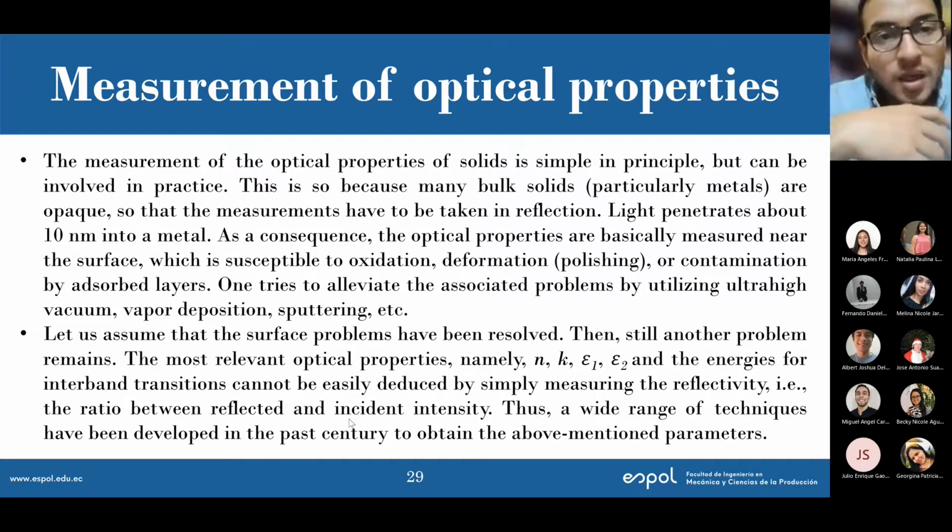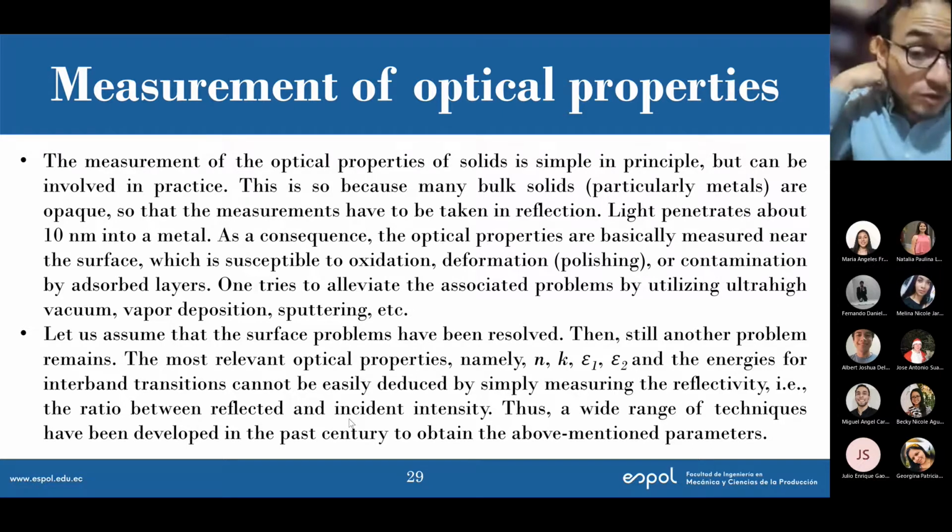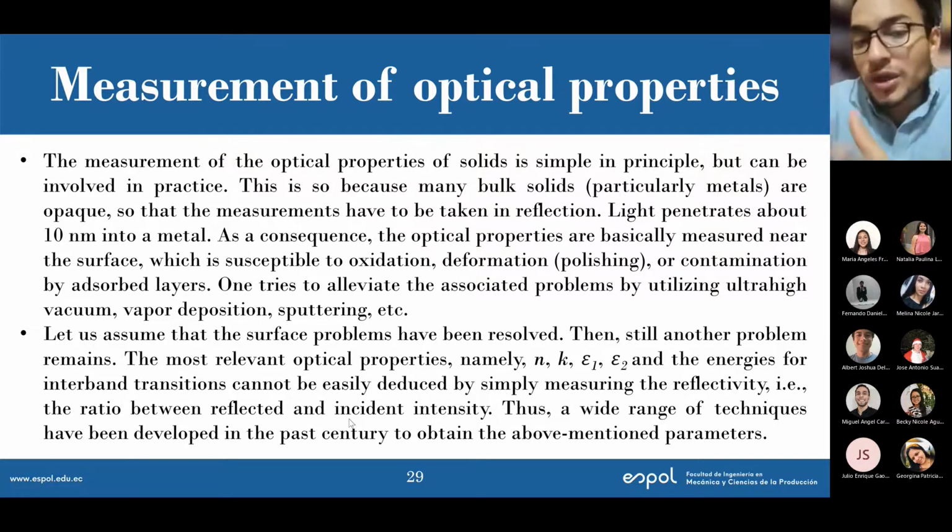It's complicated. That's why, to measure optical properties, you usually need to go to ultra high vacuum, or you need to do a vapor deposition. But you know that can also affect the result, right? If you did a vapor deposition or sputtering, you might be measuring the optical properties of that sputtered layer and not really of your material. So it's quite complicated to measure optical properties, especially in bulk solids like metals.